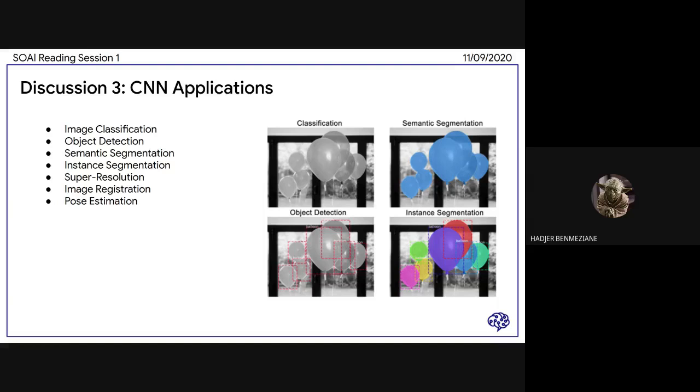And then we have pose estimation. In pose estimation we have an image where, for example, basketball players are playing, and I want to detect each individual and the pose they are making. So I have a human stick figure where I can detect the whole body and the pose it is making. So these are the CNN applications, and we stopped here.